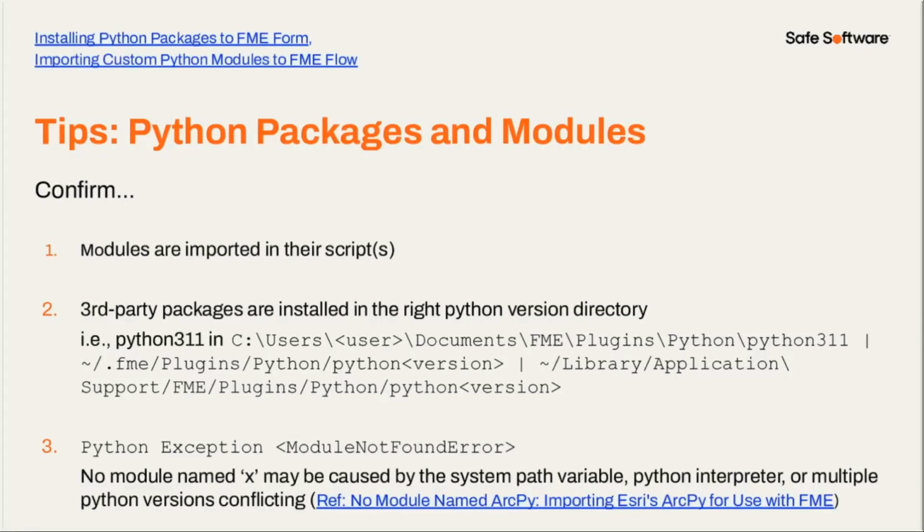And then thirdly is the Python exception module not found error. This can be caused by a system path variable, Python interpreter, or multiple Python versions conflicting, and we have more information on that in the article there.